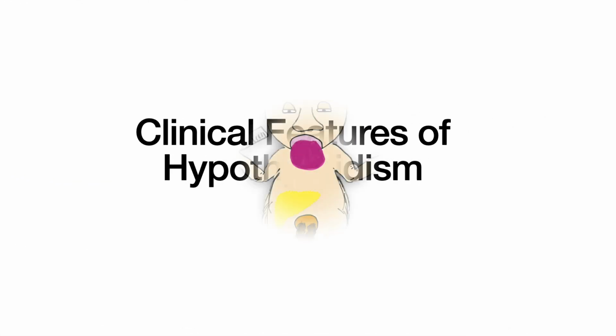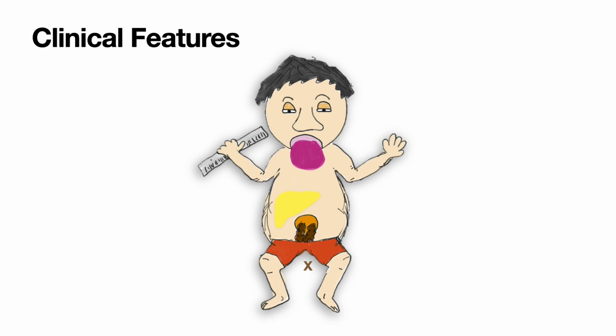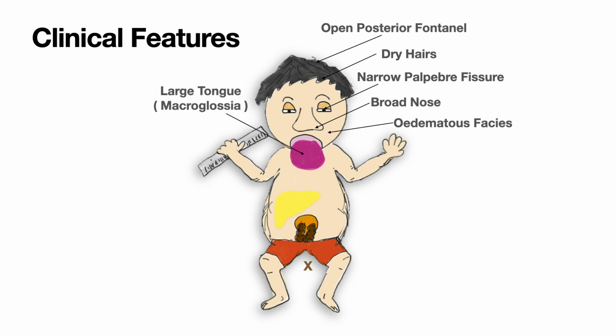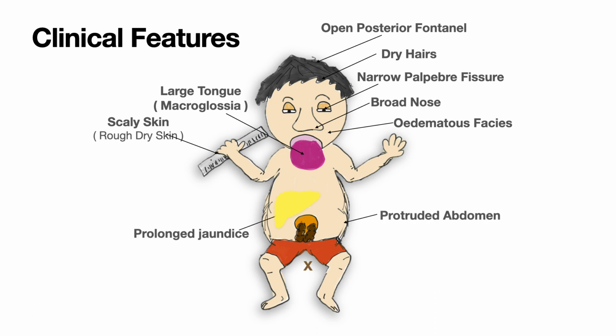Now let's see the clinical features of hypothyroidism. The clinical features can be very well understood by this diagram. There is an open posterior fontanelle, dry hair, narrow palpebral fissure, broad nose, edematous facies, large tongue or macroglossia, scaly skin or rough dry skin, protruded abdomen, prolonged jaundice, umbilical hernia, and constipation.